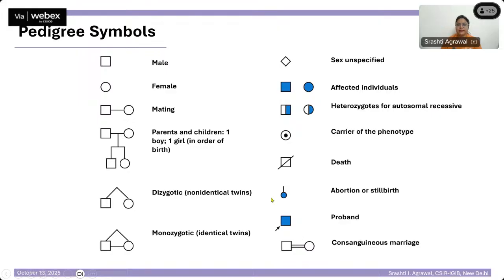So to make it easier for us to understand the genotypes and how they are segregated across generations, pedigree symbols are generated and pedigrees are created for the families. Each symbol has a separate meaning. For example, a square represents a male. An unfilled circle represents a female. For mating, we join the circle and square, and lines from this circle and square represent the progeny.